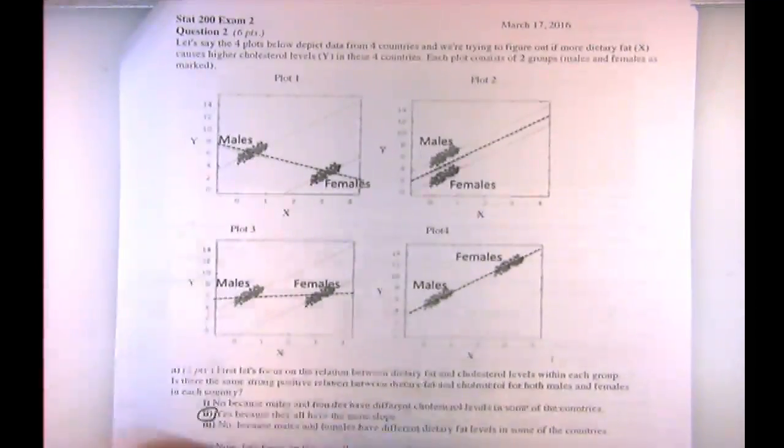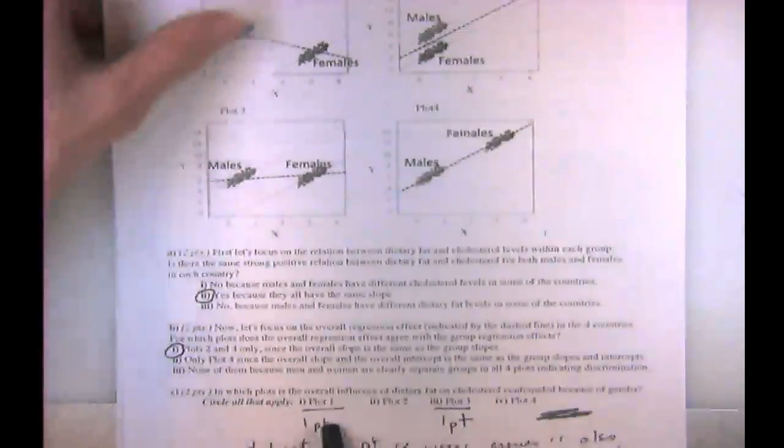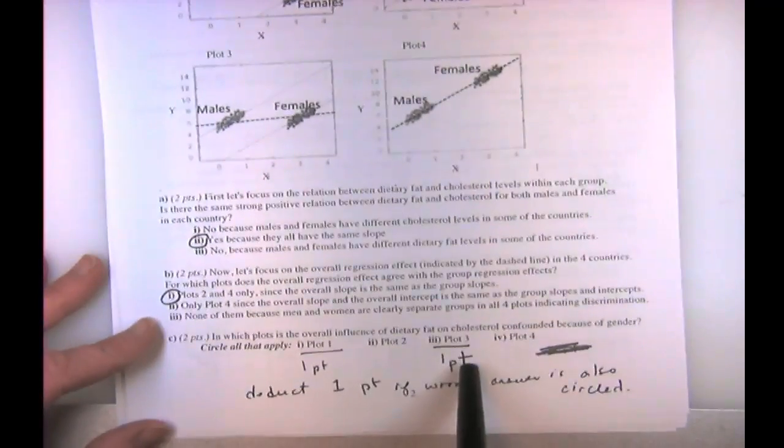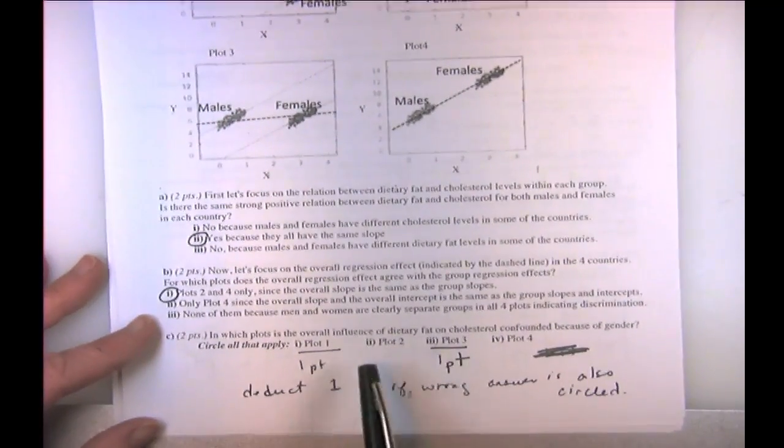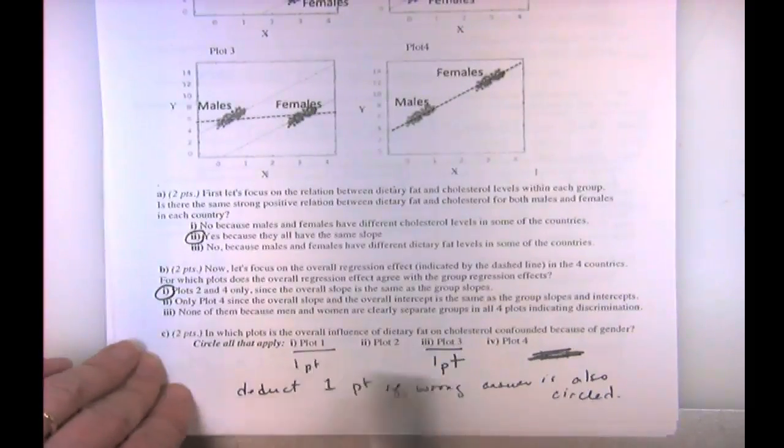the next page, page 2. And this one, I don't know if you recognized it, but it was identical to a homework problem. It just had a different story attached to it. And so I think most people did pretty well on it. These were each worth 1 point, but we deduct a point if the wrong answer is also circled. So 1 point each for those.